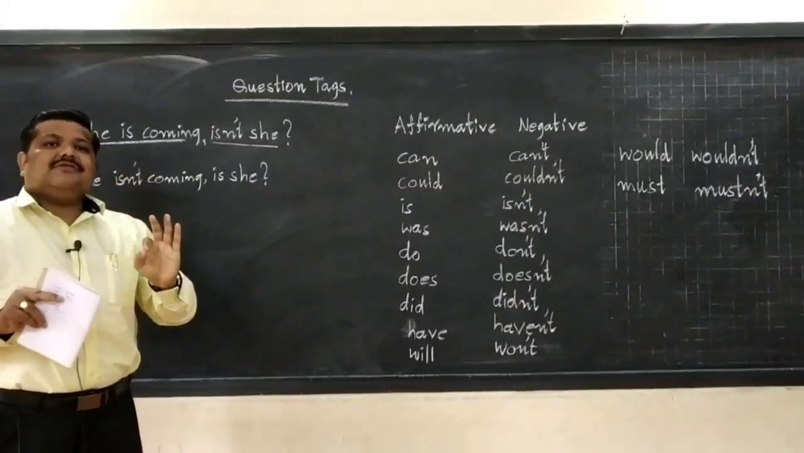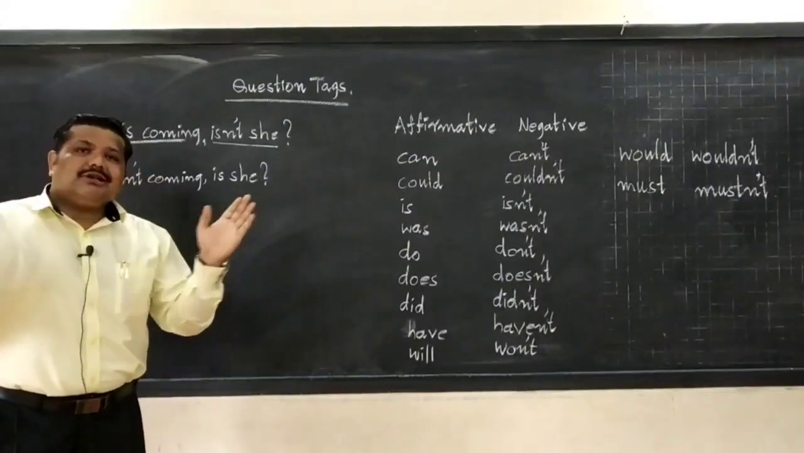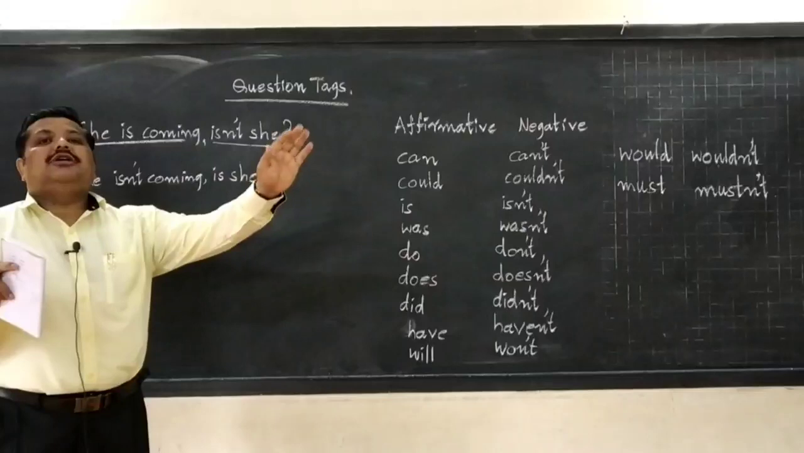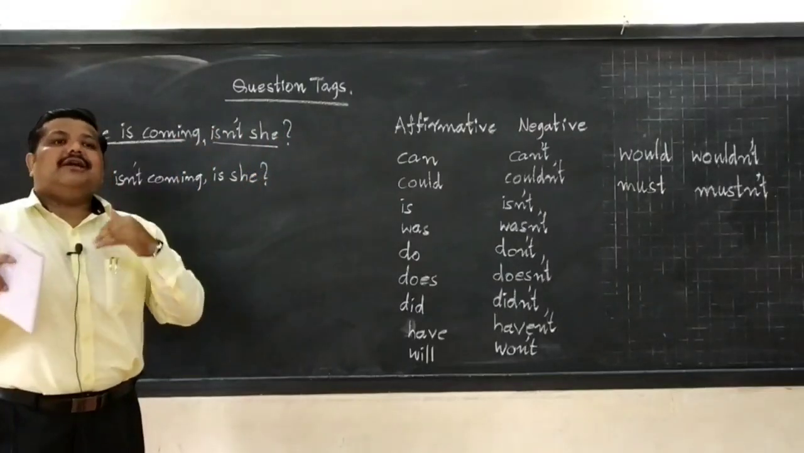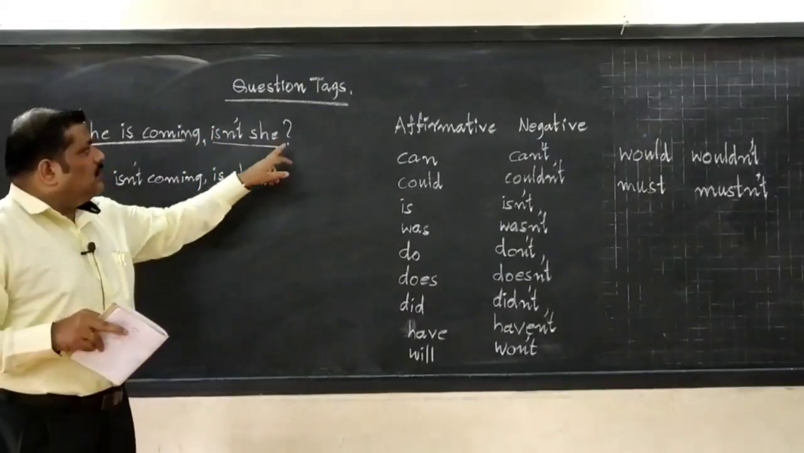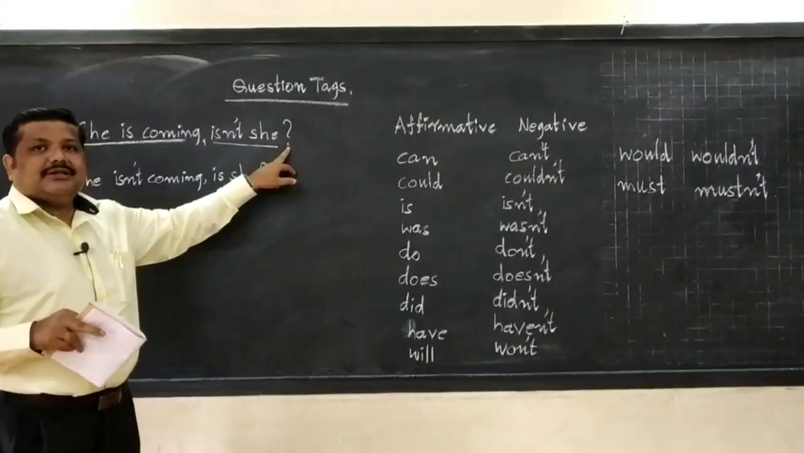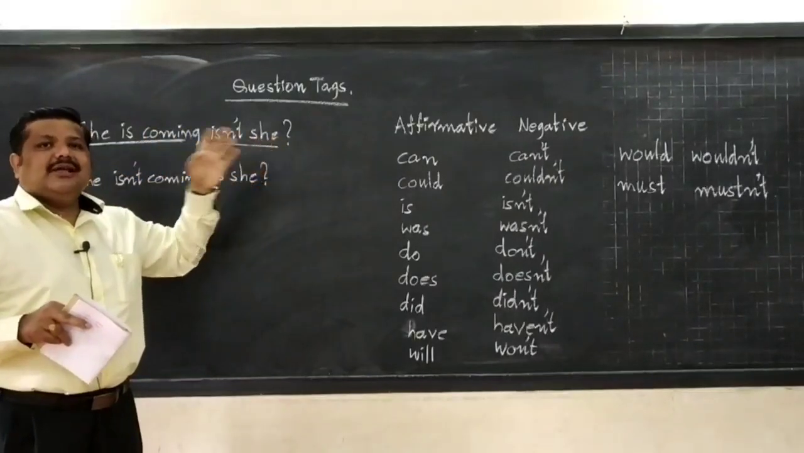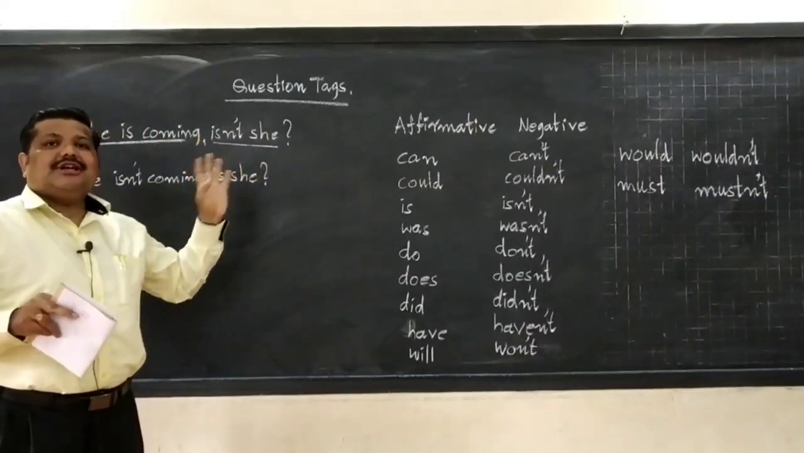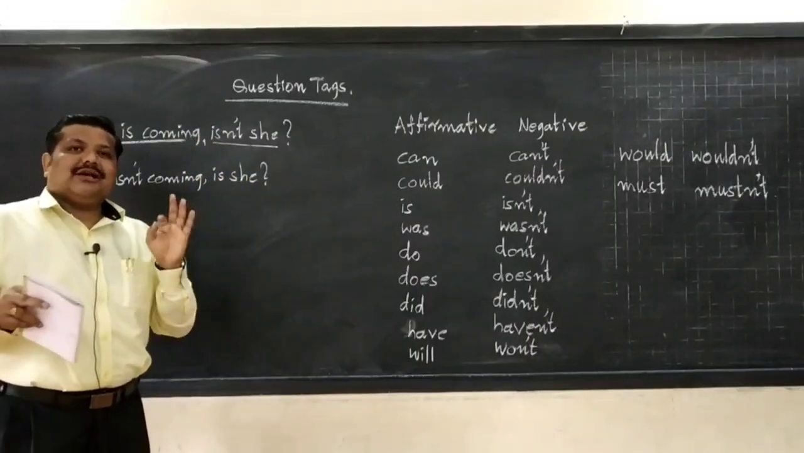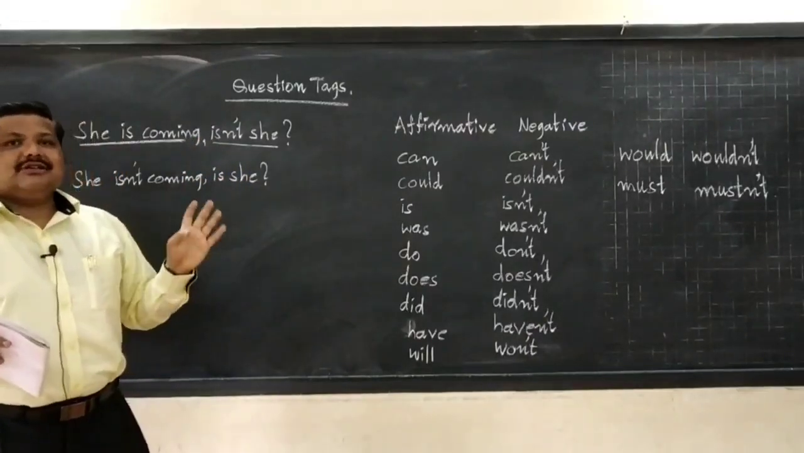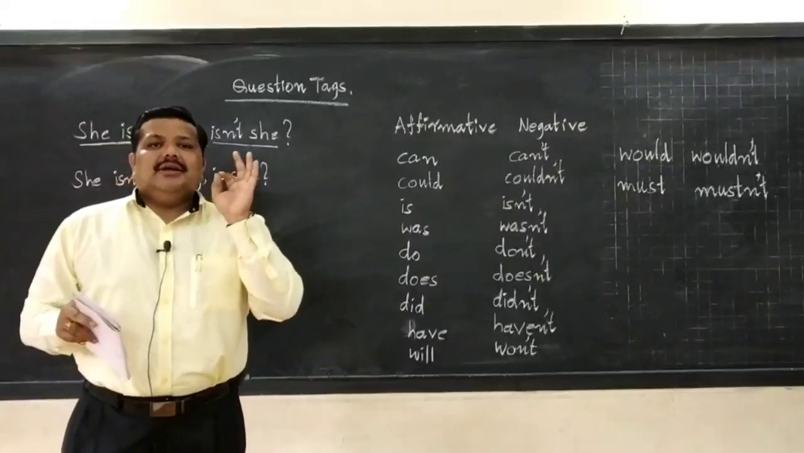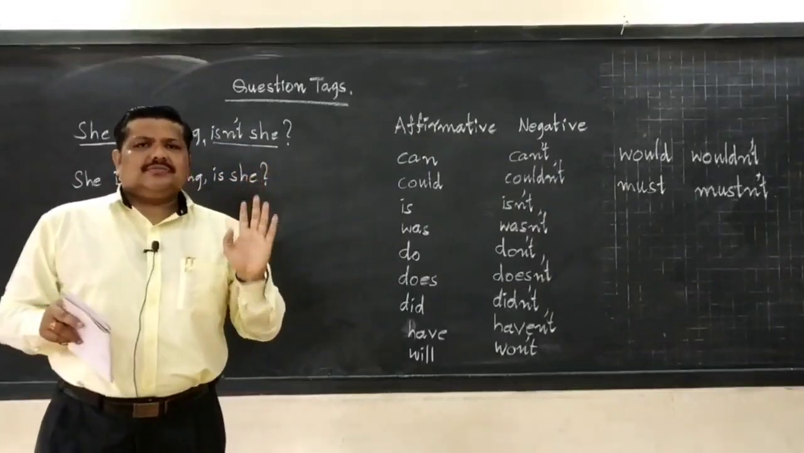In question tags, we always use the shortened words, not the full word. We make it short and we use it as question tag. Now what is another punctuation mark here? That is question mark. Obviously, without question mark, question tag is incomplete. In your examination also, while answering question tag, you must write the question mark.